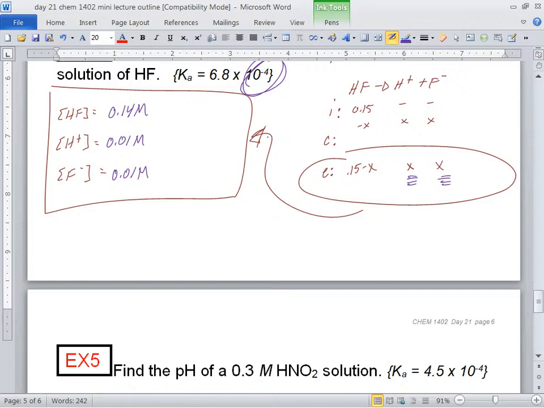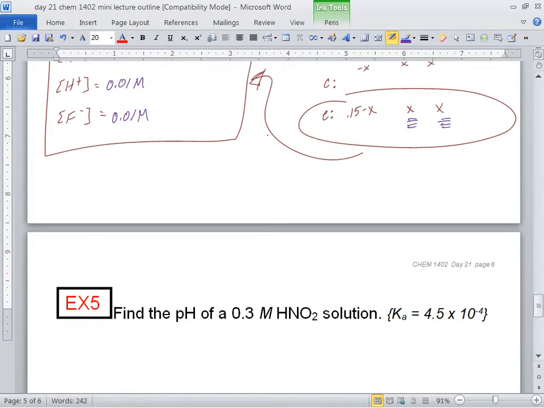Anybody get an answer already for 5? 1.9 is the pH? Anybody else get 1.9? Okay, so around 1.9. Sounds like a lot of people are getting that. Right, see if you can get 1.9 for the last one. What did you get, Megan?